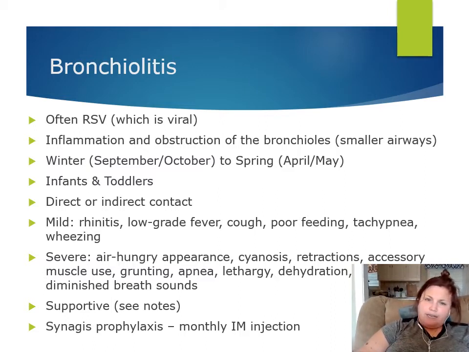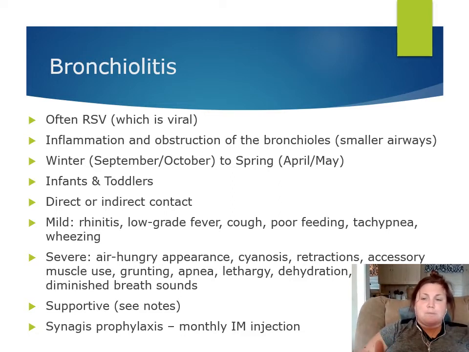So we have to recognize that it can be caused by other viruses or combinations of viruses, but the one that we're talking about in terms of the PowerPoint and the textbook is RSV. That's what we're associating with bronchiolitis for purposes of this text. It is inflammation or obstruction of the bronchioles, which are the smaller airways that stem off the bronchi. It has got a season to it, and it is generally winter to spring. So it starts around September and it persists through April or May.